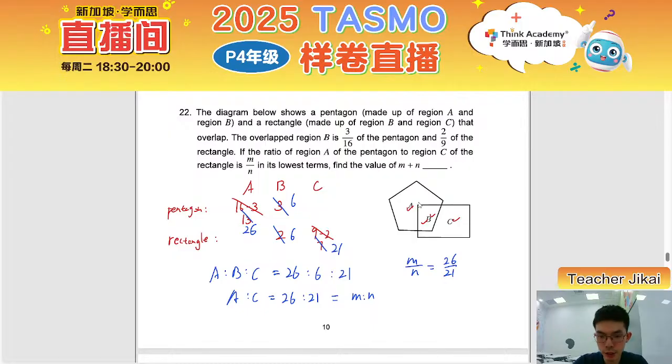Is it in the lowest terms? Yes, because 26 and 21 are co-prime. There's no common factor, or the only common factor between them is 1. We only have 1 as a common factor between 21 and 26. So co-prime, it is already in the simplest form. So this is the final answer. M plus N is 26 plus 21, which will give you 47. Yeah, so the answer here, 47, should be the correct one. Alright.